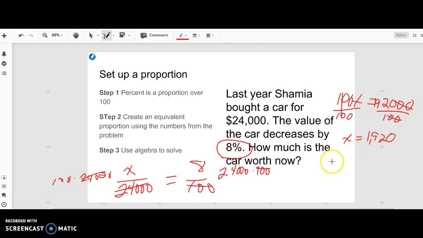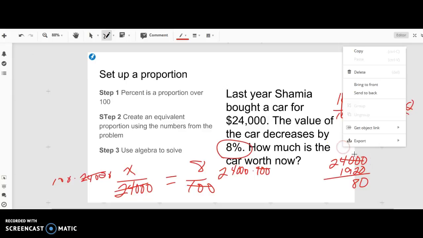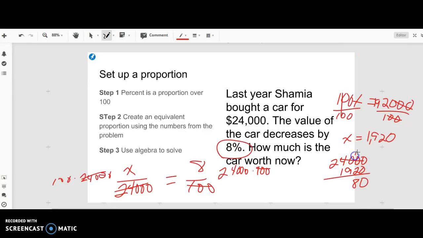So I still have to do 24,000 minus 1,920. 0, that's going to be an 8. Let's see, 400 becomes, that became a 10 and then was a 9, and that becomes a 3. So 10 minus 2 is 8, 9 minus 9 is 0, 3 minus 1 is 2. So the value of the car is $22,080.